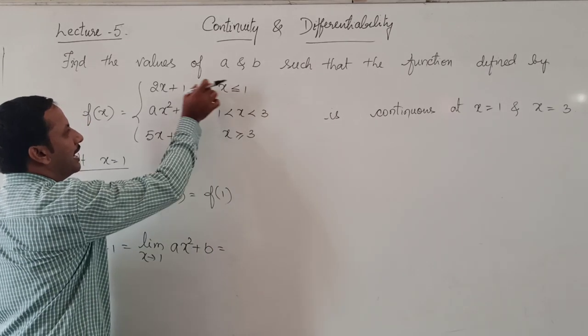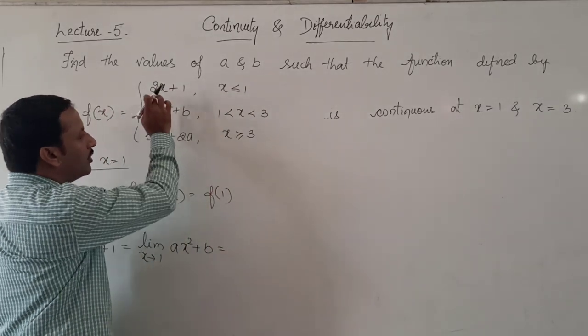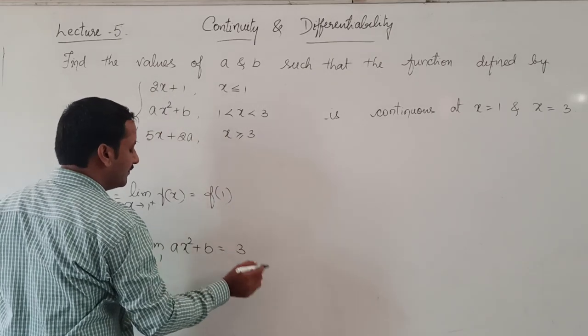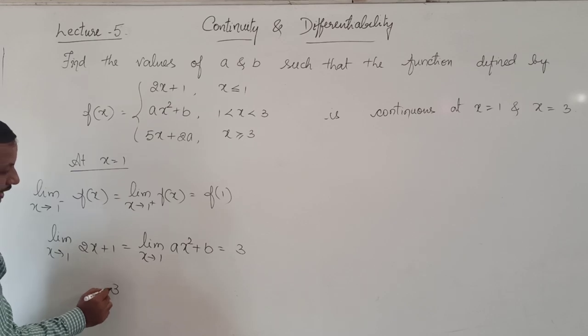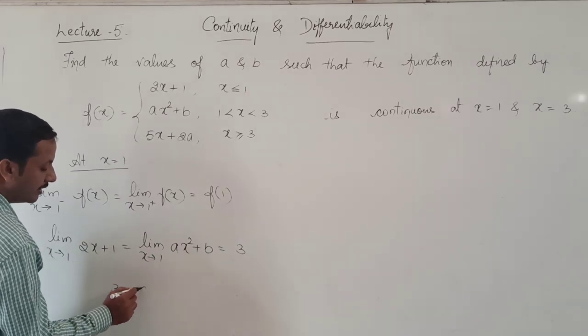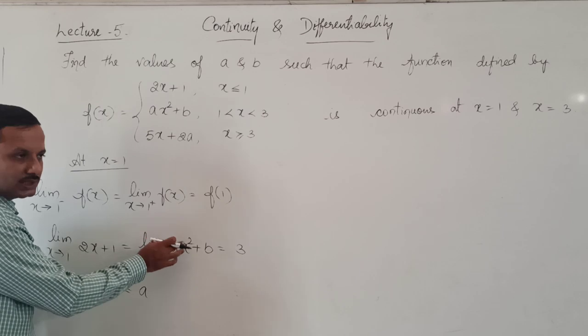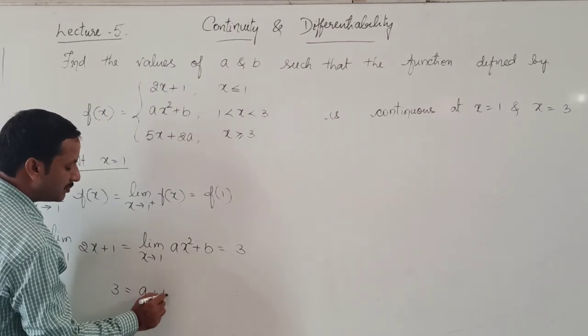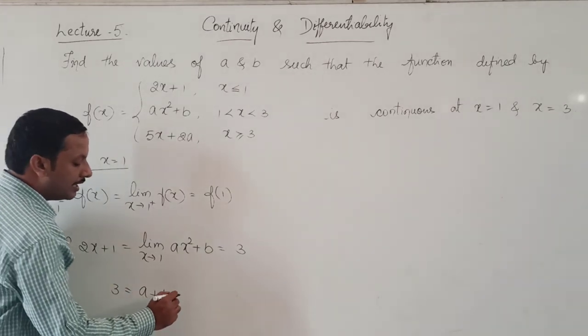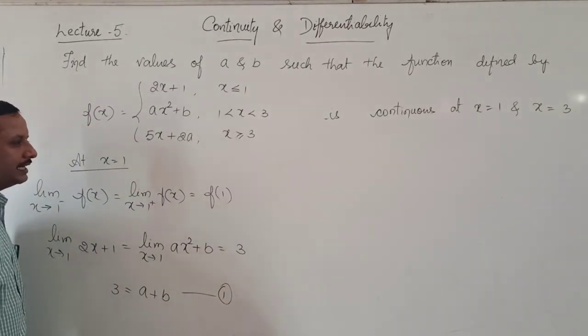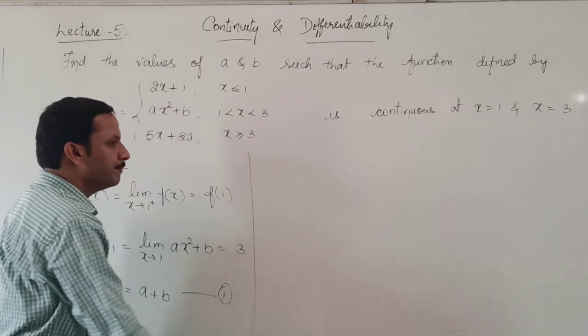At f of 1, put x equal to 1, then 2 into 1 is 2 plus 1 will give you 3. Apply the limit here, 2 plus 1 that will give you 3, is equal to, apply the limit here, a into 1 squared, that is 1, a into 1 is a, plus b. So we have a plus b is equal to 3. I'll treat this as equation 1.